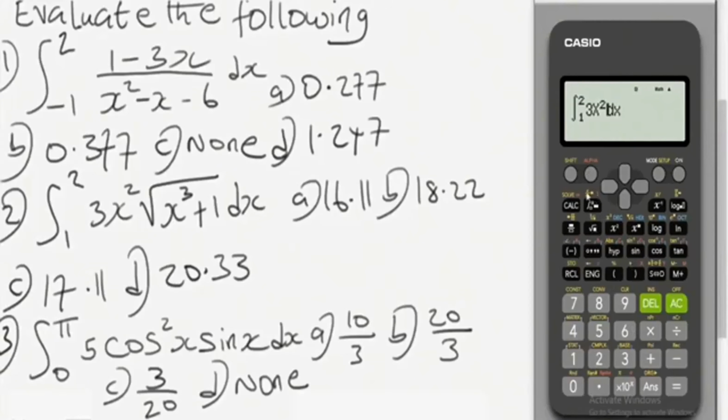To bring out the square root, don't press shift, guys, just press this button. It will come out. Alright, so we have square root of x cubed, press alpha and this button, cube, make use of the power function. Come down, we have plus 1. That's what we have here, guys. Let's press equal to and get the output.